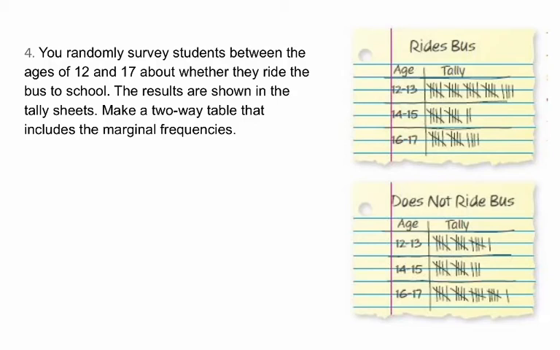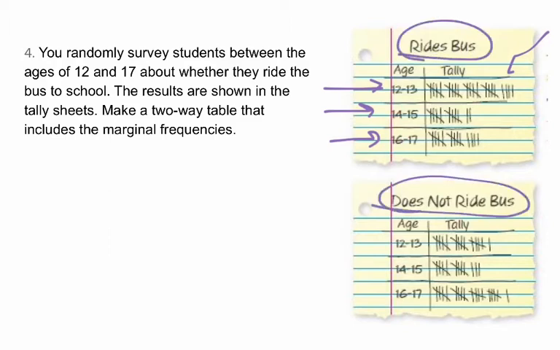All right, as promised, we're going to make some two-way tables ourselves, just given the information that we have over here. So we have two frequency or tally charts over here that we're going to turn into a two-way table. Now we can see that they're broken up by age group, 12 to 13, 14 to 15, 16 to 17, for both those who ride the bus and for those who do not ride the bus.